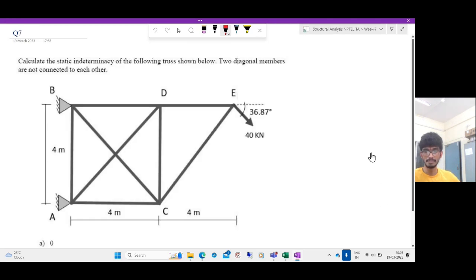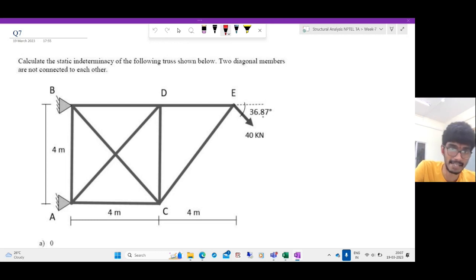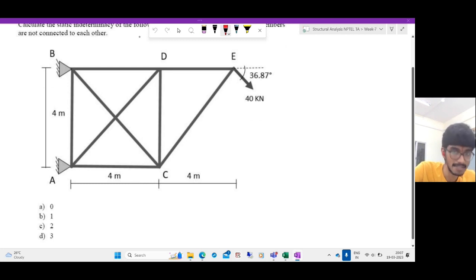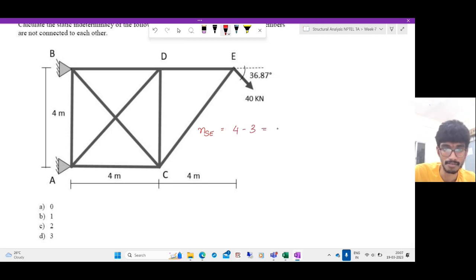Now let's go to the next question. Calculate the degree of static indeterminacy of the following truss. We have done it several times. So what is the degree of external indeterminacy? There are 4 reactions and 3 equations of static equilibrium, so the difference is 1. And what is the internal degree of static indeterminacy? How many members do we have? 1, 2, 3, 4, 5, 6, 7.